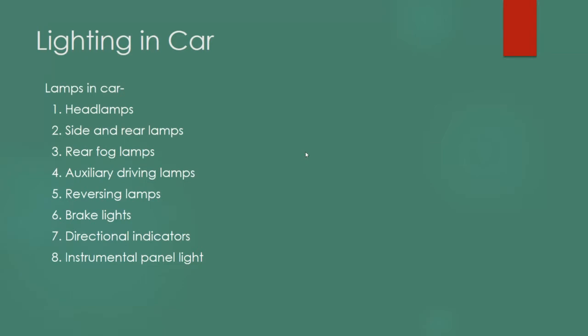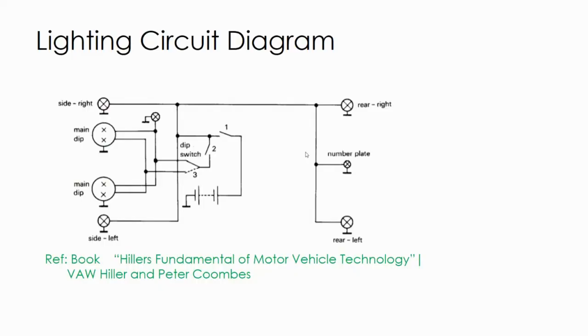Auxiliary driving lamps. Reversing lamps are used when we reverse the car. Brake lights are used when we apply the brake, so that the vehicle following can see and take precaution. Then the directional indicators are used when you're turning left or right. The instrument panel light is the light inside the car, which turns on the button light, so that you can also see the buttons in the dark.